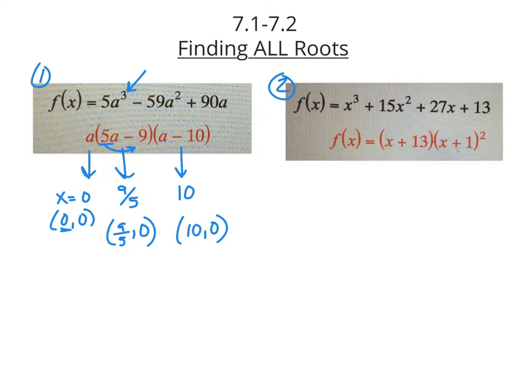All right, question 2, again, this has 3 roots, so we just want to make sure that we name them all. So this first one is going to be negative 13. That's pretty simple. The second one, I just want you to pay attention to the fact that that is squared. So this is going to be negative 1, which is a double root.